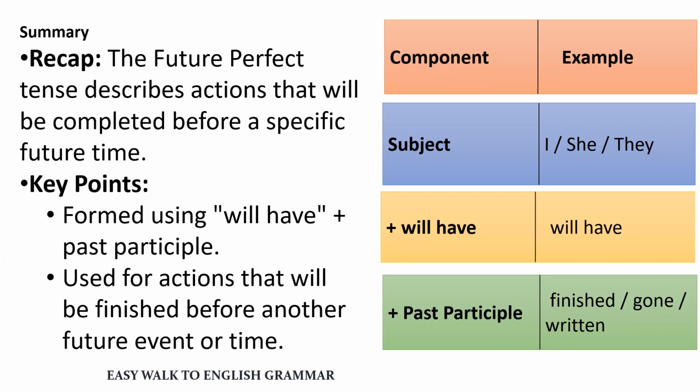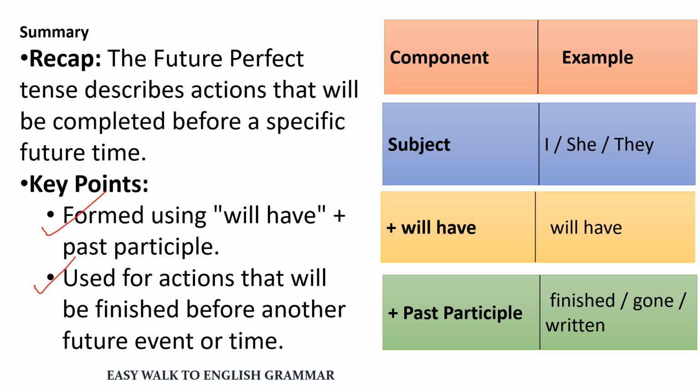We will go for a quick recap. The future perfect tense describes actions that will be completed before a specific future time. What are the key points to be noticed? The future perfect tense is formed using will have plus past participle. It's used for actions that will be finished before another future event or time.